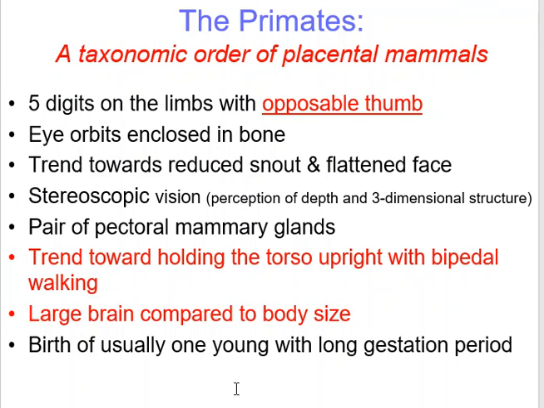These are some of the characteristics of primates. Five digits on the limbs with an opposable thumb. Eye orbits enclosed in bone, tends towards reduced snout and flattened face. Stereoscopic vision, which is a perception of depth and three-dimensional structures. Tend towards holding the torso upright, large brain compared to body size.